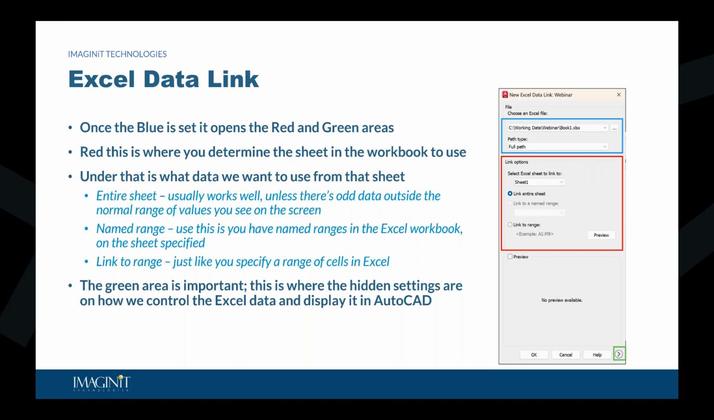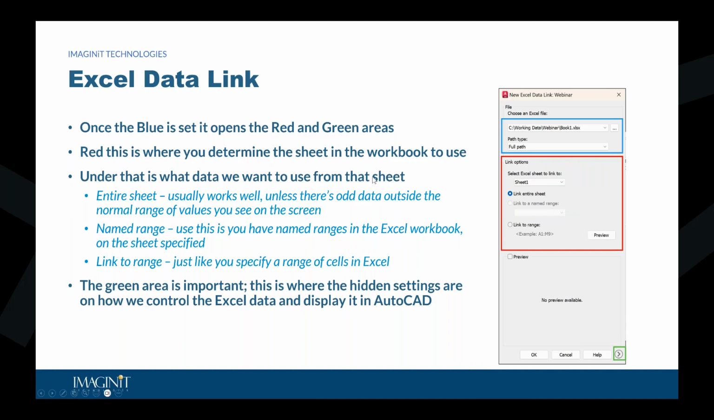So if you update anything, the table updates. You can specify a specific named range, i.e., if you have a named range already specified in the Excel workbook, it will find that named range and you can select it from here. You can link to a specific range. So you put the radio button there and you can tell it exactly what you want it to link to. I'm doing A1 colon M9. And again, I usually leave the preview unchecked.